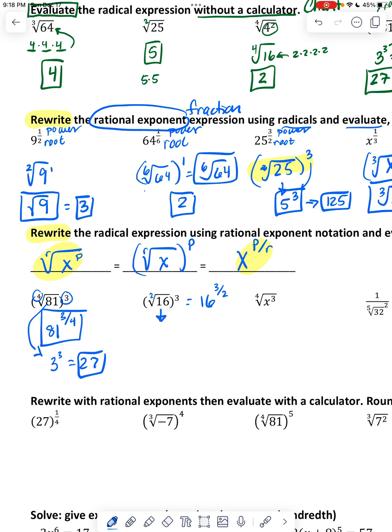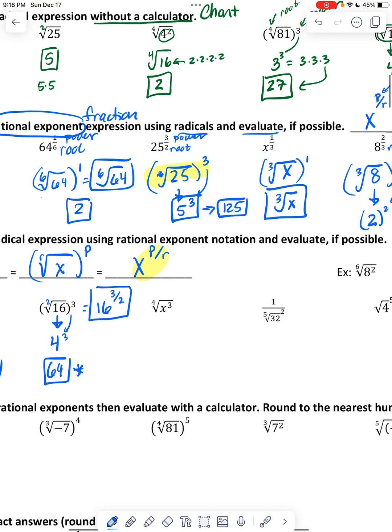As it stands, I would take the square root of 16 first and then raise it to the 3rd power. Looking on my chart, that's a 64. So this is the rewriting part, and then this is the evaluating part.